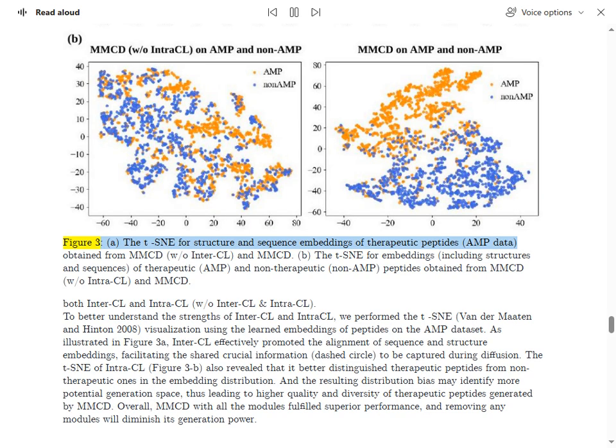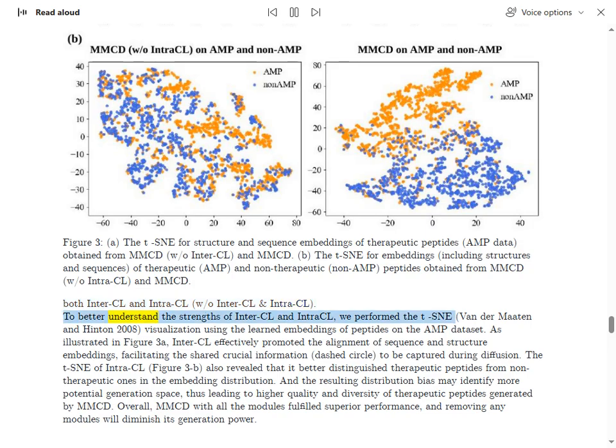Figure 3a. The T-SNE for structure and sequence embeddings of therapeutic peptides, AMP data, obtained from MMCD without interCL, and MMCD. B. The T-SNE for embeddings, including structures and sequences, of therapeutic, AMP, and non-therapeutic, non-AMP, peptides obtained from MMCD without intraCL, and MMCD.